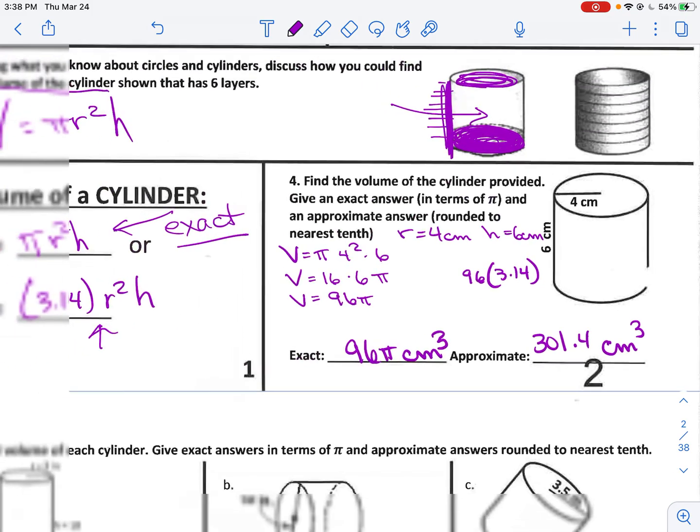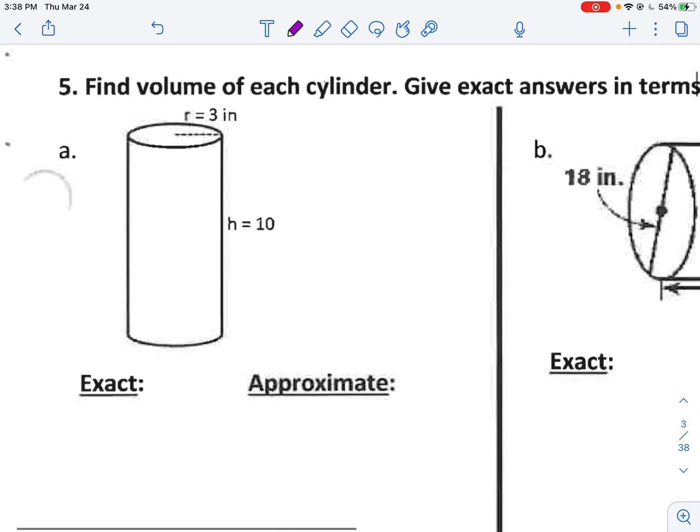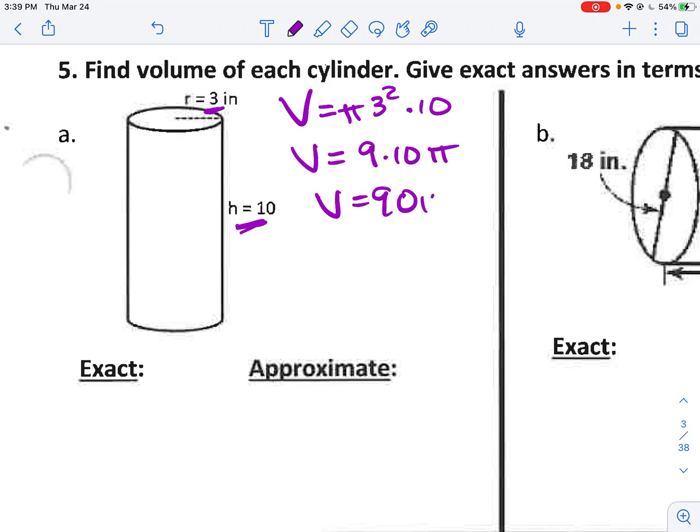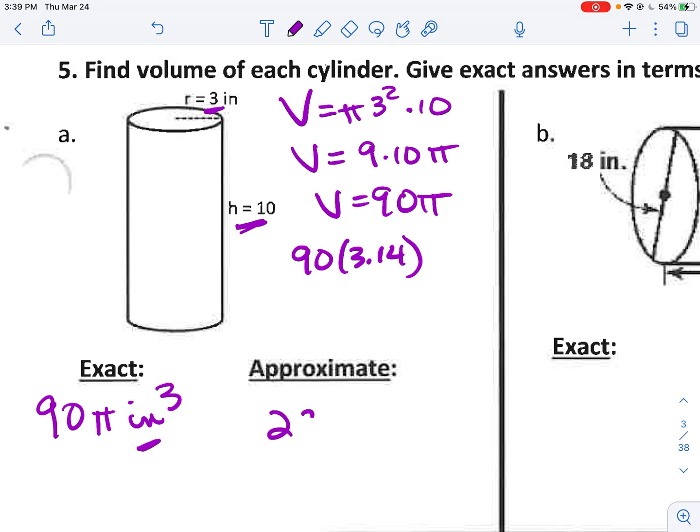Okay, let's go to the next one. So we're finding the volume again. So it already tells us this is my r, so pi r squared, h is right here, so times 10. So I'm going to get 9 times 10 pi, so that's going to get me 90 pi. So 90 pi inches cubed. You've got to have your label on it. So 90 times 3.14 is going to get us 282.6 inches cubed.